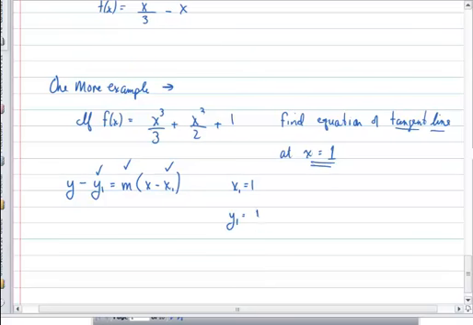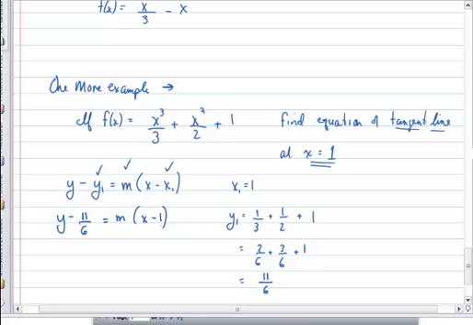So we're going to have 1 over 3 plus 1 over 2 plus 1, which will be equal to, I'm just going to do my work with my fractions, and my y value will be 1 and 5/6, or I could say 11 over 6. So I'm going to have y minus 11 over 6 equals my slope value times x minus 1.